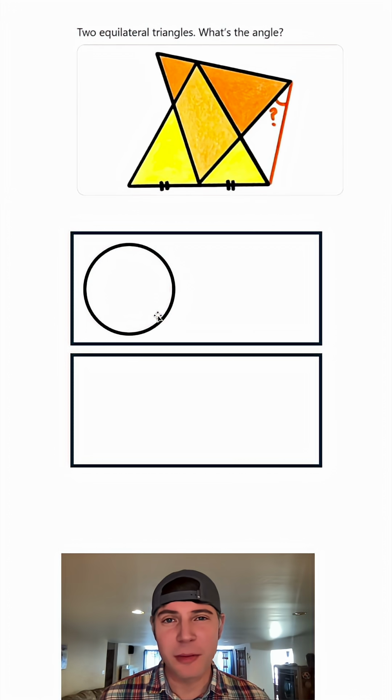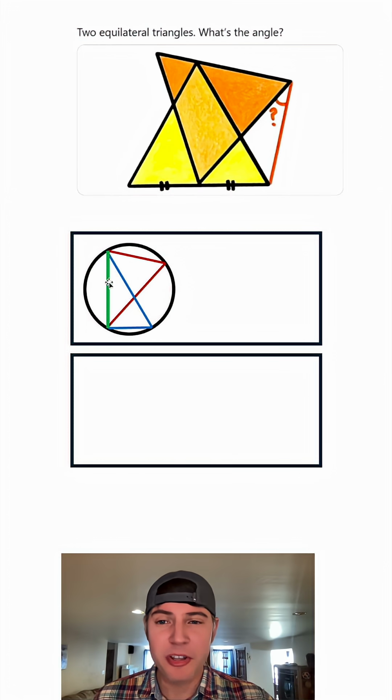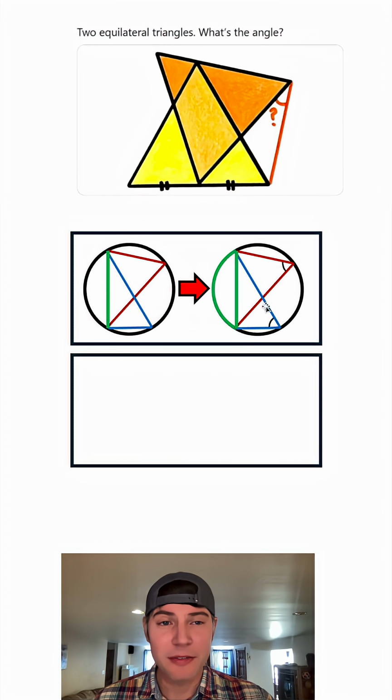To solve this, I'm going to use some of the inscribed angle theorems. The first one says if you have a circle and a chord on that circle, you have two angles that both subtend that chord. Those two angles will have the same measure. They'll be congruent with each other. And this is always true no matter where the angle is on the circle.